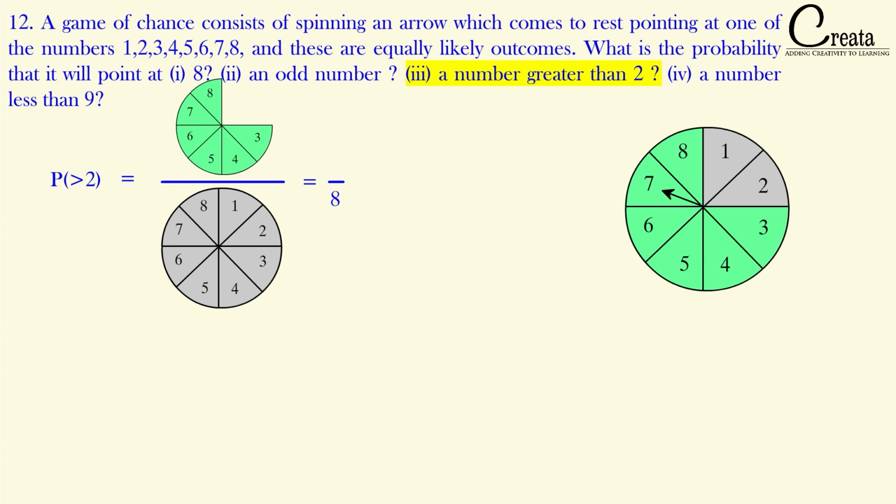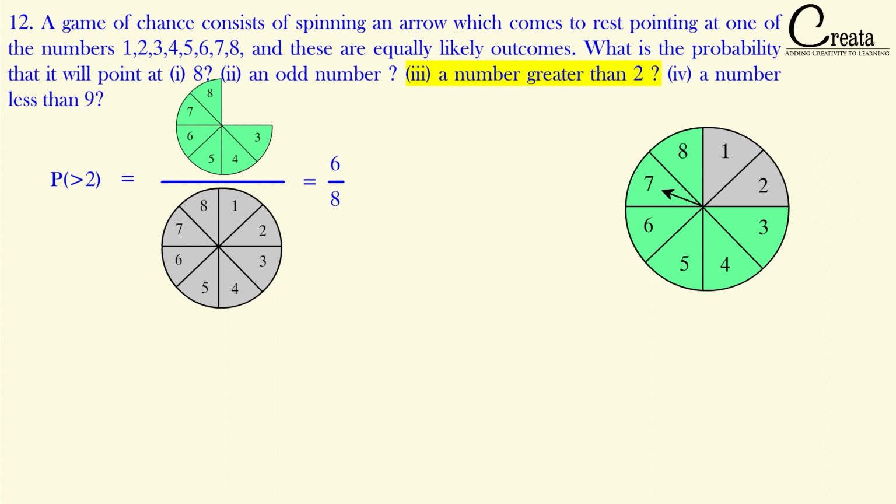So in the numerator we got 6 and in the denominator we got total 8 segments. So we got our answer as 6 by 8. Are you understanding why we are using the 8 segments in the denominator? In all the cases, the total possible outcome will be 8, that is 8 segments. So we are taking 8 in the denominator.